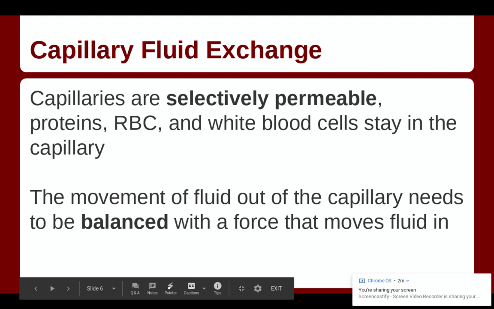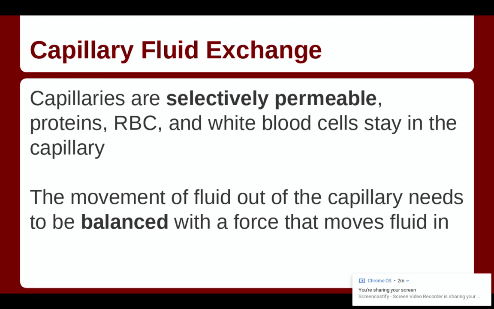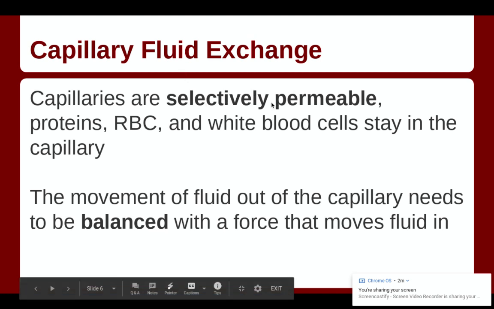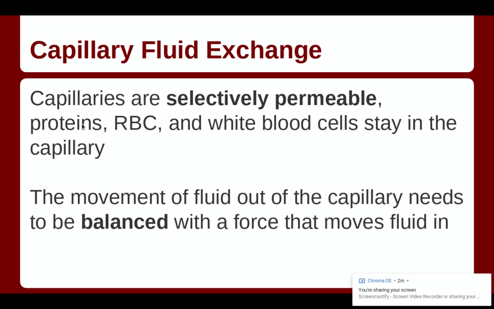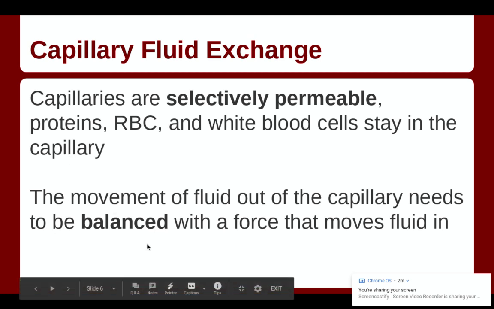Capillaries are selectively permeable. So proteins, red blood cells, white blood cells, they all stay in a capillary. They don't cross into the cell. Again, selectively permeable, we talked about that when we talked about the cell last year. It only allows certain things in and out. So our red blood cells, our proteins, all these bigger things stay in our blood. But the oxygen and the other things needed in the cell, the glucose, can diffuse across.